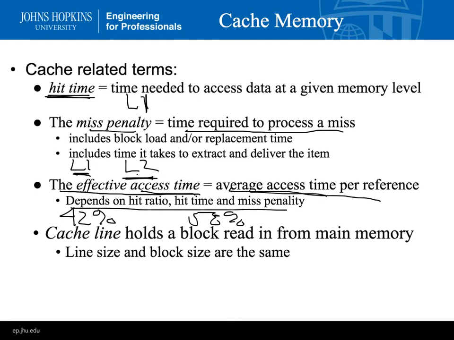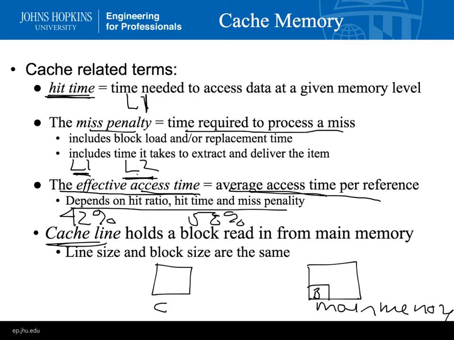And another thing is called a line. So in main memory we have a block. When we get data out of main memory, we're going to take a block. And then when we put it in the cache, it's going to be called a line. It's just annoying because the size of a block and the size of a line are the same. It's just that in main memory it's called a block, in the cache it's called a line. Just an annoying thing you have to get used to.